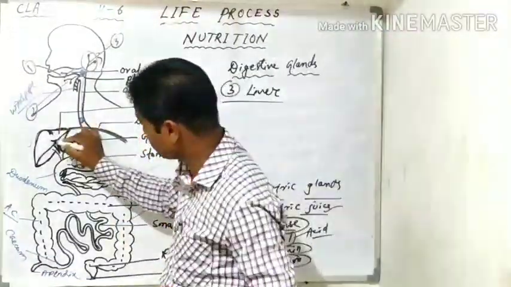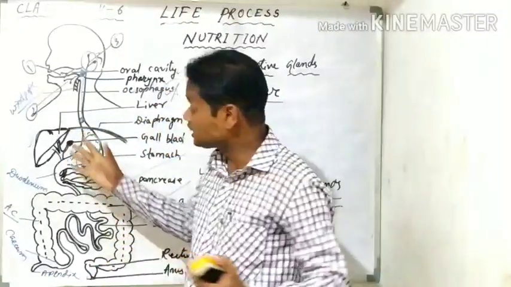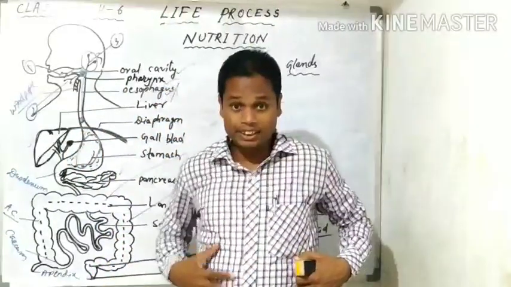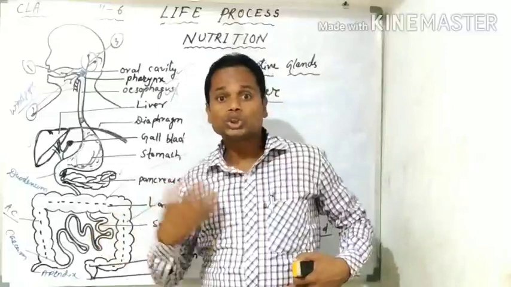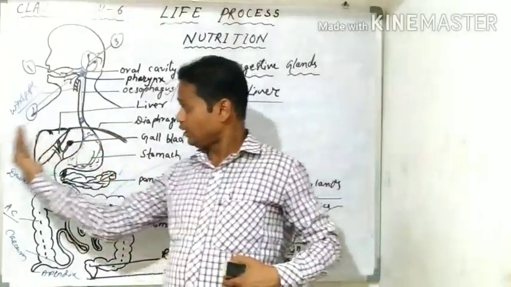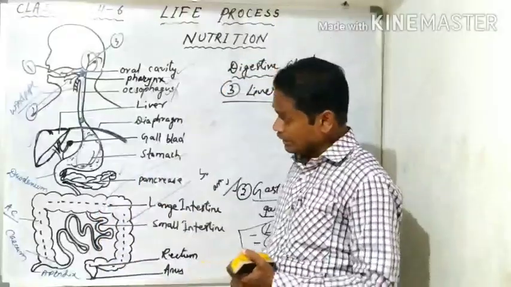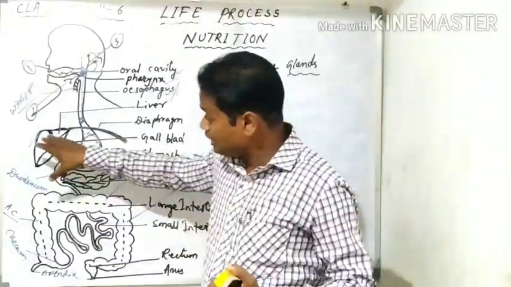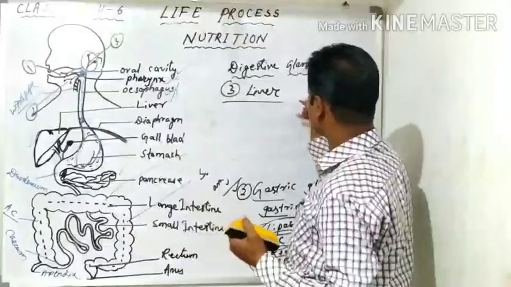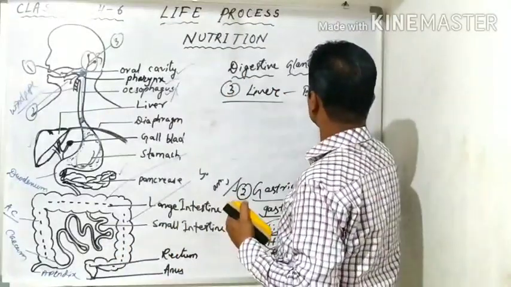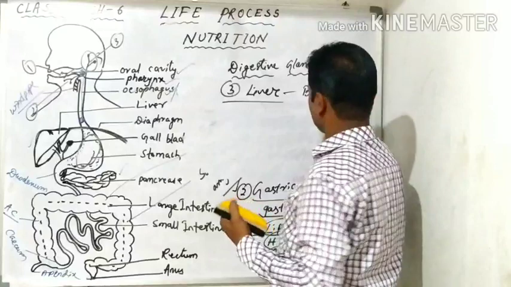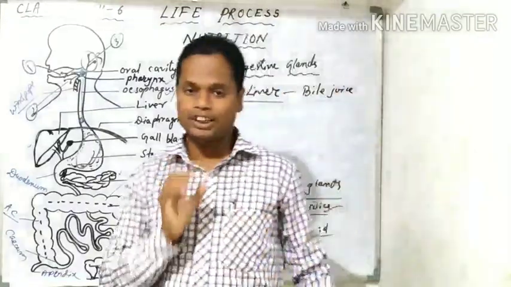See, this is the liver. This is present inside the abdominal cavity, on the right side of the stomach. You will find it on the right side of our body. Its secretion is bile juice. The secretion of the liver is bile juice.